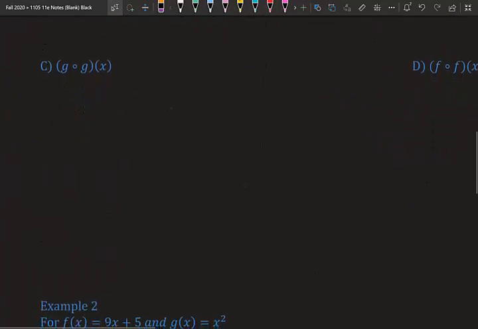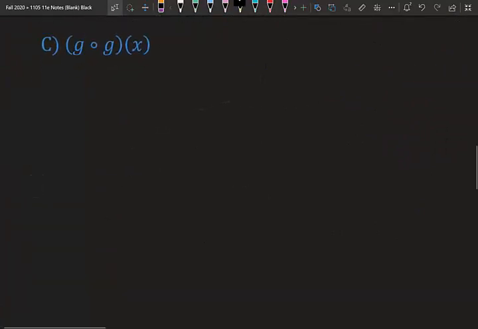So for part C, you see how it has the x here? That means we form the composite and simplify. We don't plug anything in after that. Just form the composite and simplify. I want you to go ahead and really try. Pause the video and try to do letter C.